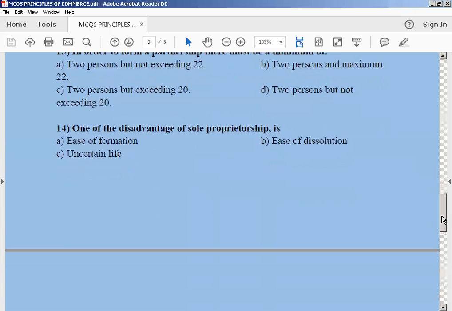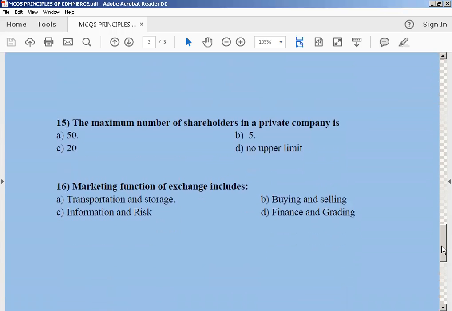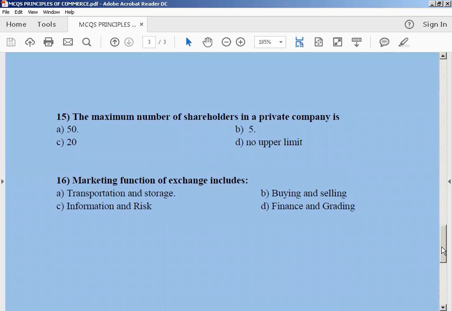Your next MCQs are on your screen. The maximum number of shareholders in a private company is option A, 50; option B, 5; option C, 20; option D, no upper limit. Then MCQ number 16. Marketing functions of exchange include option A, transportation and storage; option B, buying and selling; option C, information and risk; and option D, finance and grading.